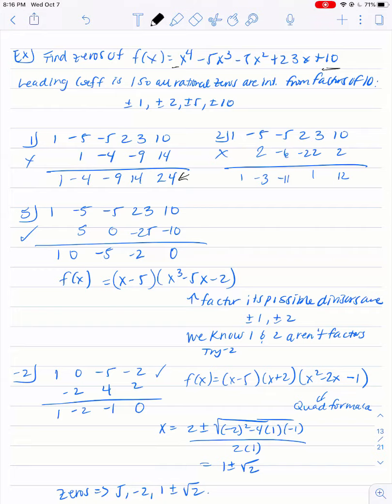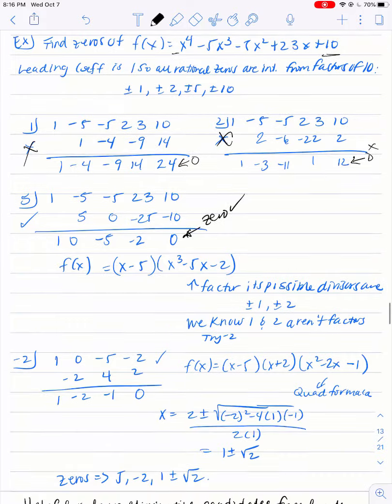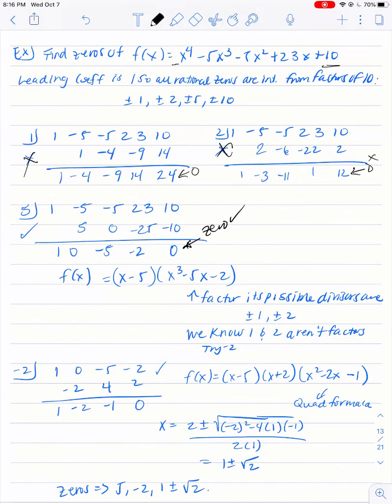I do synthetic division. I don't get 0, so this one is not a 0. I do 2. I don't get 0, so 2 is not a 0. I test 5, and finally I get a 0 here. So yes, it's a 0. So now I can have x minus 5 as my factor, and then I have x cubed, because our polynomial is x to the 4th, so it's a degree lower, minus 5x minus 2.